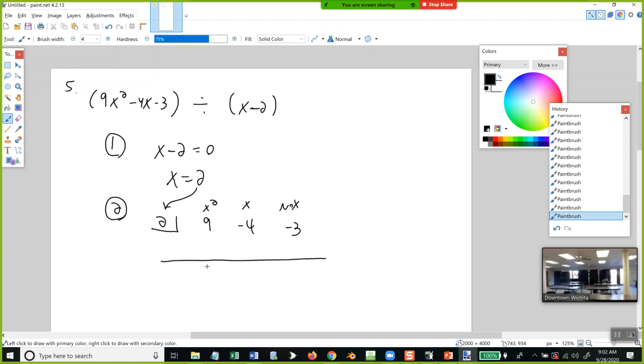Then we'll go through a series of adding, multiplying over and over until we're done. Add, 9 plus nothing is 9. Multiply, you always multiply by the number up in the box, by the number you put down here, 2 times 9 is 18. Add, -4 plus 18 is 14. Multiply, 2 times 14 is 28. And then add, -3 plus 28 is 25.